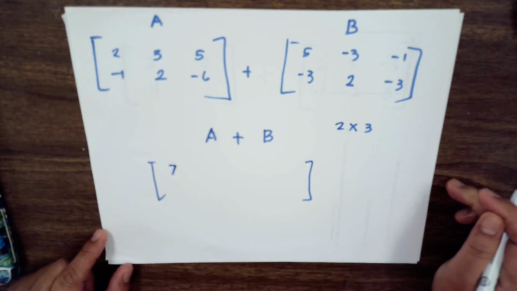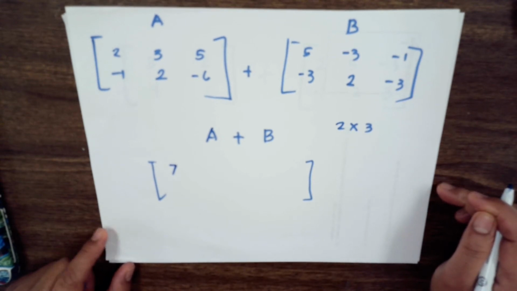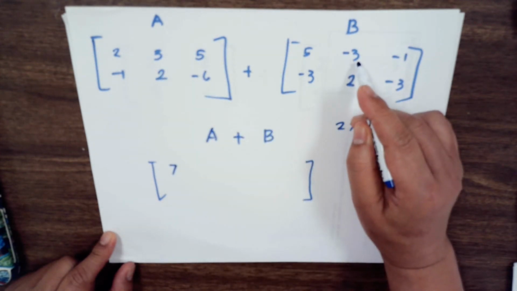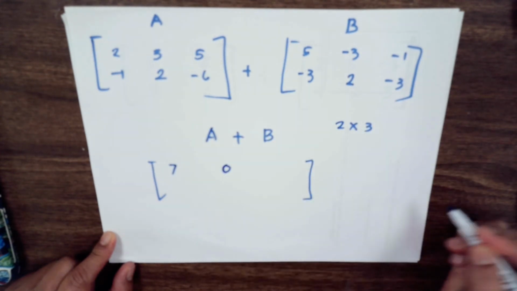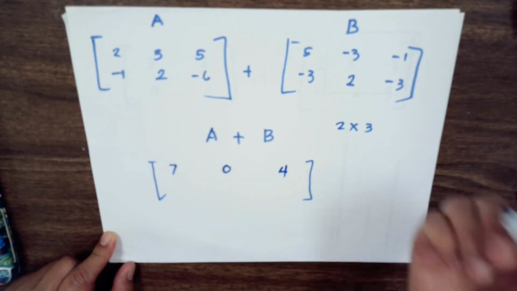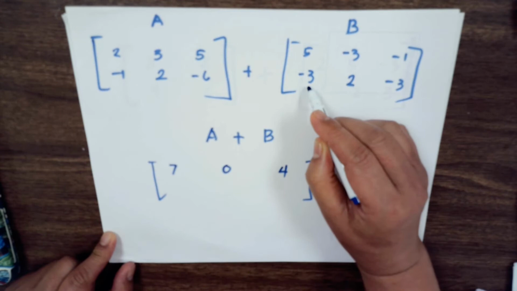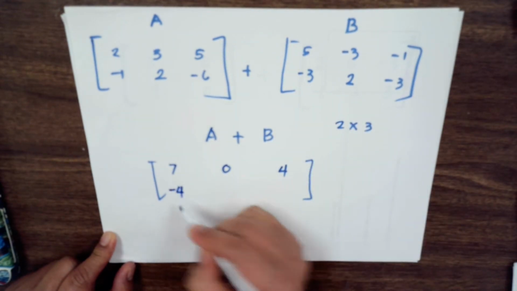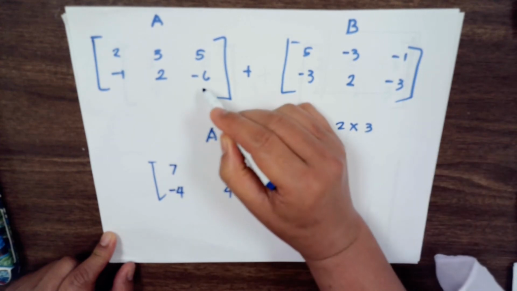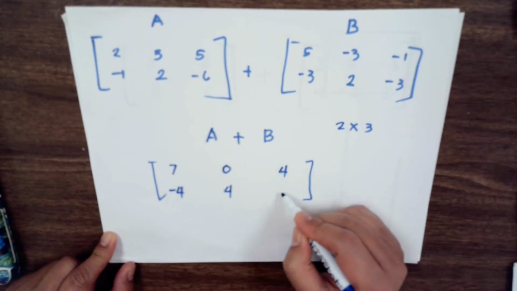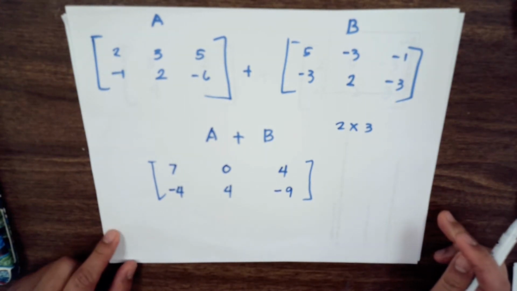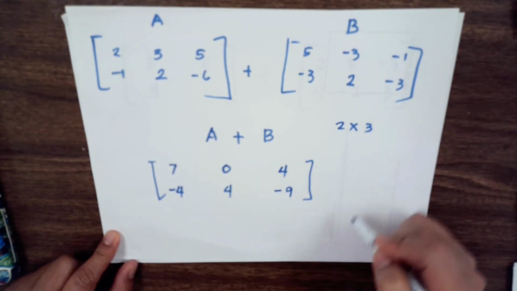If you're having a hard time doing this, you can make use of your Desmos graphing calculator. So you add 3 plus negative 3, you will have 0. And then you have 5 plus negative 1 is 4. And you have negative 1 plus negative 3 is negative 4. And 2 plus 2 is 4. And you have negative 6 plus negative 3 is negative 9. They're both negatives, so you have to add them and copy the sign. So you will also create a 2 by 3 matrix.